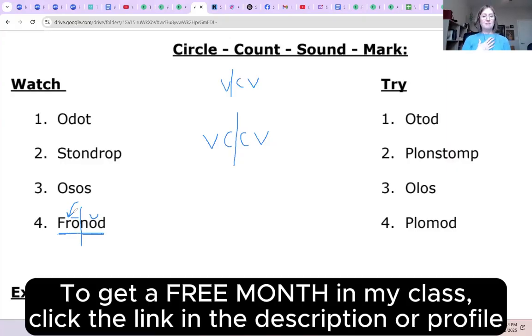Fronod. Oh, my goodness. Oh, sorry. That was nasty. I don't know if anybody has ever swallowed a gnat before. If so, you can sympathize. That was gross.